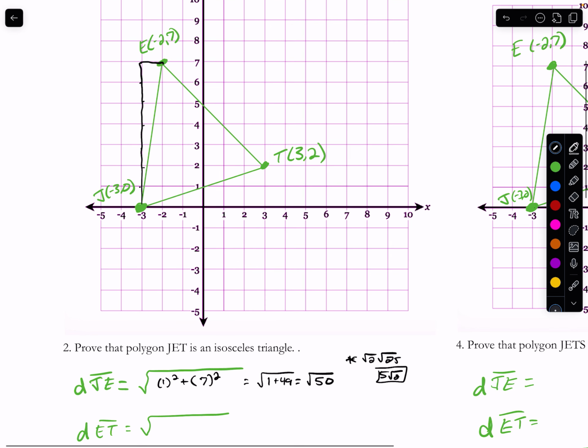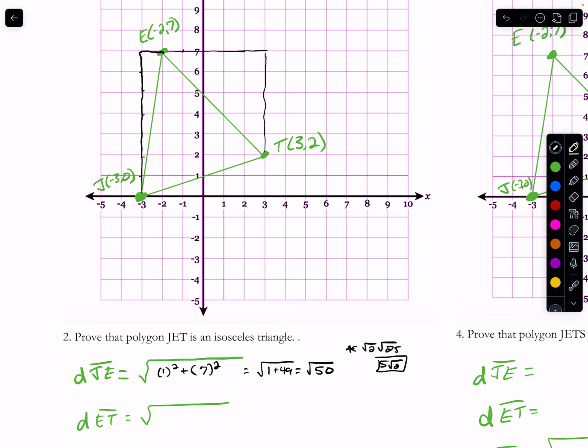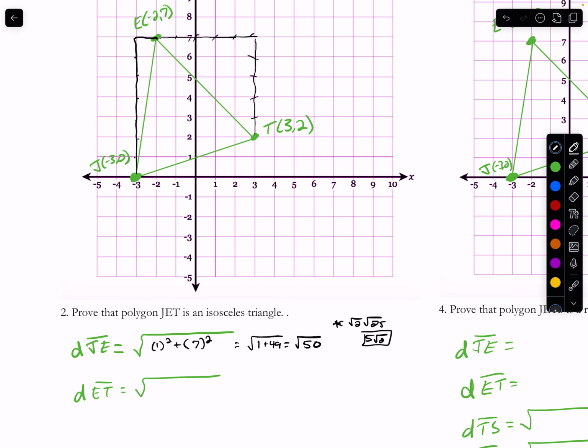If I go from E to T here, right? So we're looking at creating our right triangle. It looks like it meets right there. There we go. Okay. So this right triangle, the x distance squared here, I'm going to count 1, 2, 3, 4, 5, down 1, 2, 3, 4, 5. Okay, so that's the easier one, right? So I've got 5 squared is the x distance, 5 squared is the y distance, and we've got 25 plus 25, which is also radical 50.